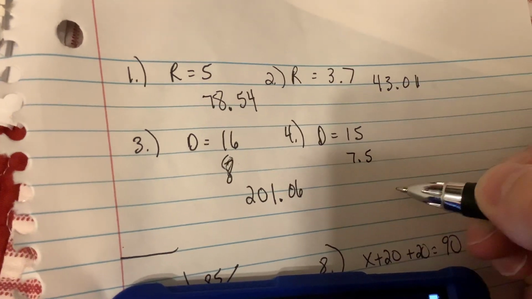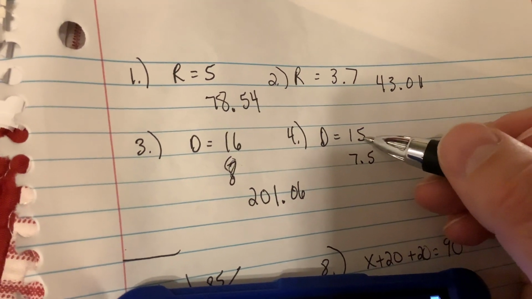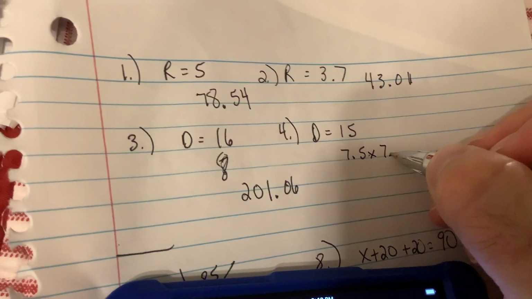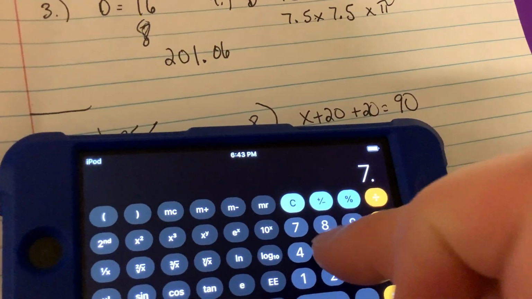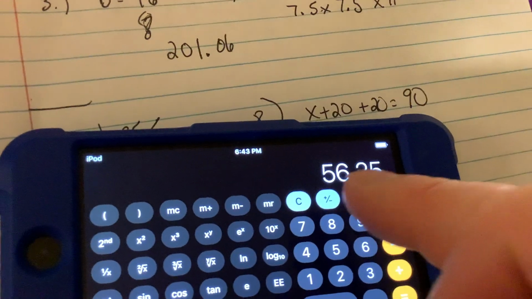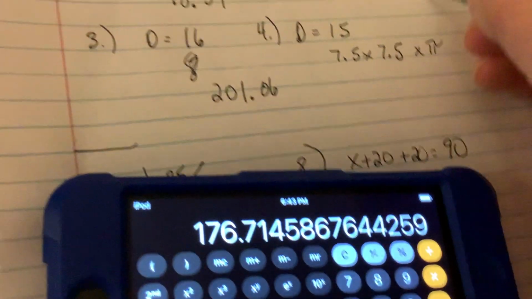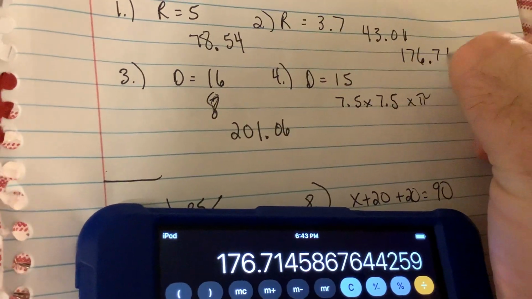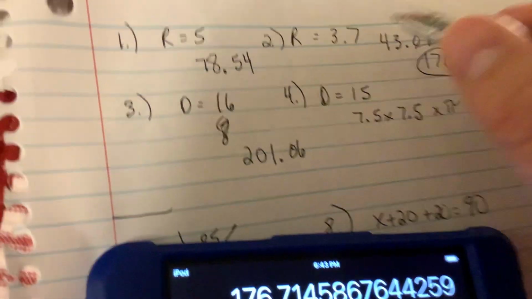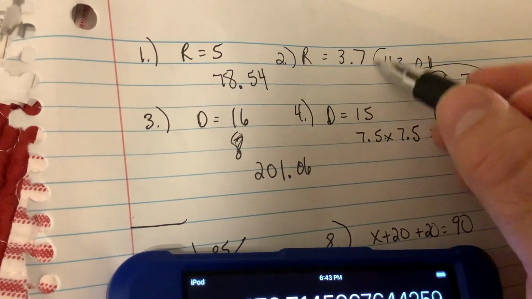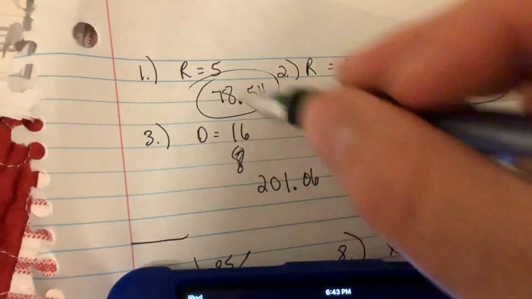And the last one, same thing. We need to make this a radius, which is 7.5. That's half of 15. If you need to know how to half it, just do 15 divided by 2. It's 7.5. Now we're going to square that, which is 7.5 times 7.5, and then we times pi. Or you could just hit 7.5 squared. So we get 176.71. That stays a 1 because that's a 4. Those were your answers from Thursday.